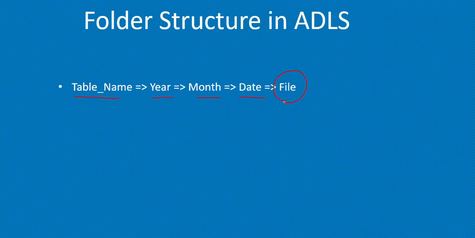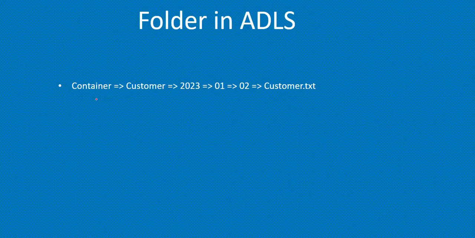So let's say we are copying data for the customer table. Inside our container we want customer folder, inside customer folder we want 2023, inside that we want month folder, then inside that we want date folder, and inside that folder we want our actual file like customer.txt. So let's see how we can implement this by using Azure Data Factory. Let me open the Azure portal.